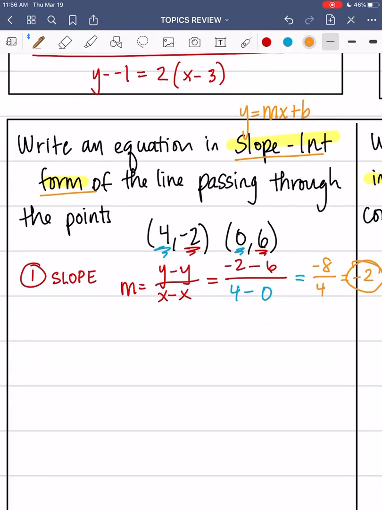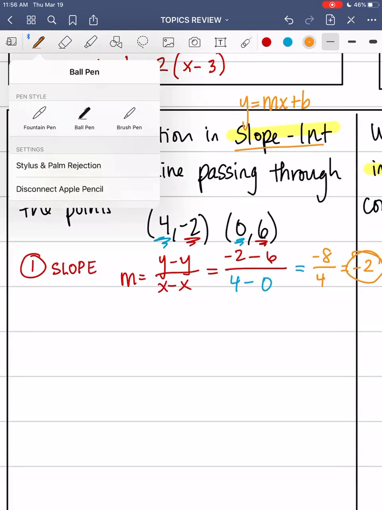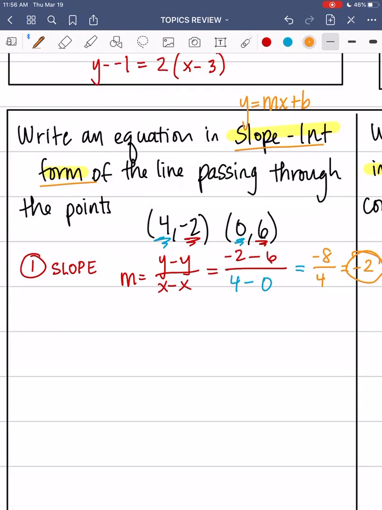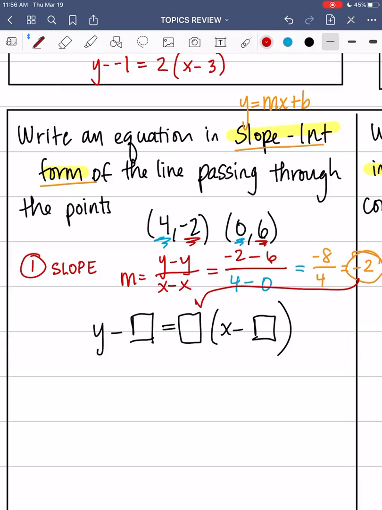So when we write this in point slope form, it's going to be y minus the y number equals the slope times x minus the x number. We found the slope already. That was -2, so we can put that in. And then we have 2 points that we can pick from. We'll pick our favorite one. I'm going to pick the one with 4, -2. So the x number is 4, so I'll put that next to the x, and the y number is -2, so I'll put that next to the y number.